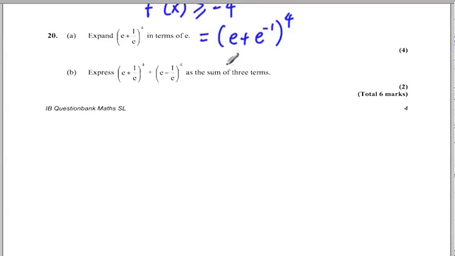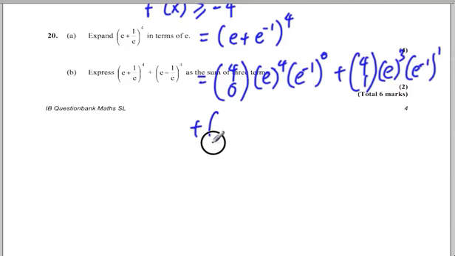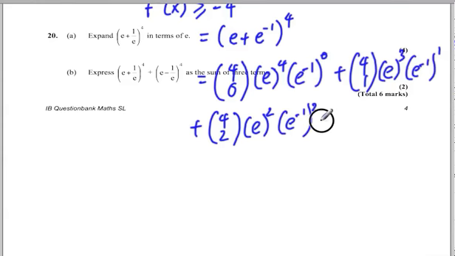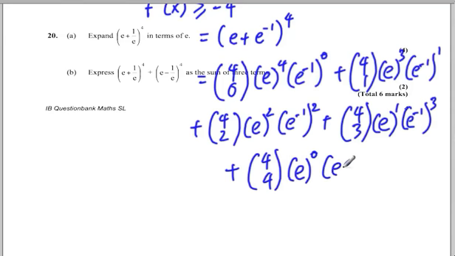So what I can do is just do it the normal way, which is 4 choose 0, e to the power of 4, and then e to the negative 1 to the power of 0, plus 4 choose 1, e to the power of 3, e to the negative 1 to the power of 1, plus 4 choose 2, e to the power of 2, e to the negative 1 to the power of 2, plus 4 choose 3, e to the power of 1, and e to the negative 1 to the power of 3, and finally 4 choose 4, e to the power of 0, and e to the negative 1 to the power of 4.